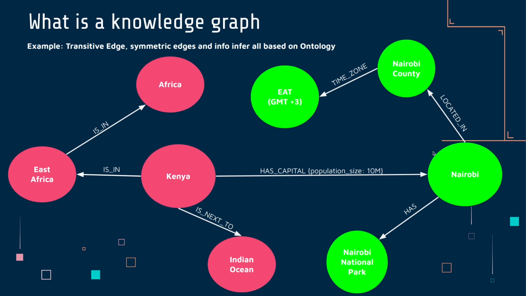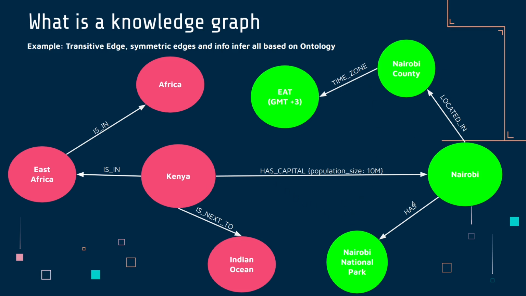So since I have the time zone of Nairobi County, and Nairobi is within Nairobi County, then I know that the time zone of Nairobi is GMT+3. That is called a transitive edge, right? So we are inferring this information just by having this graph. We can answer, even though we don't have any edge connecting the time zone and Nairobi directly, but we can infer this information based on other edges we have, transitive edges in mathematics, as they're called.